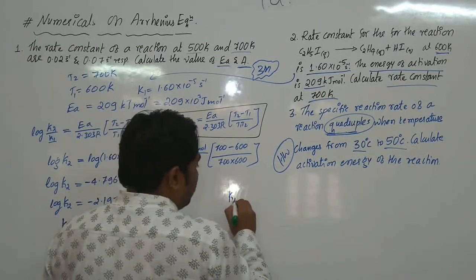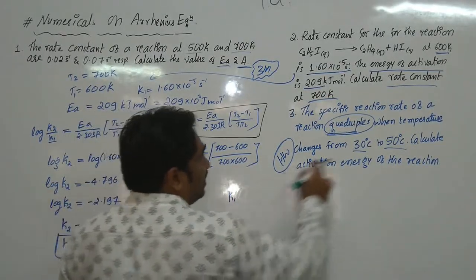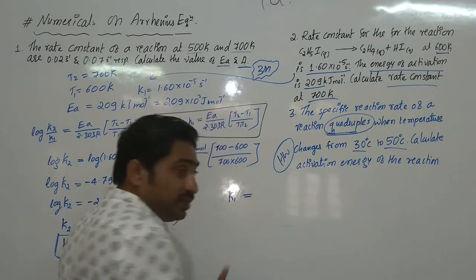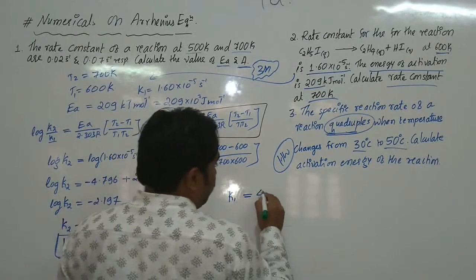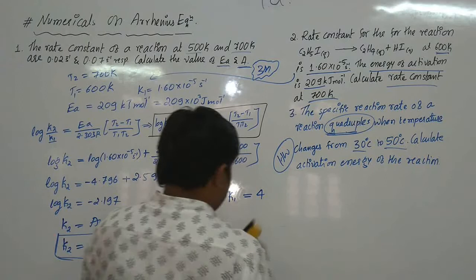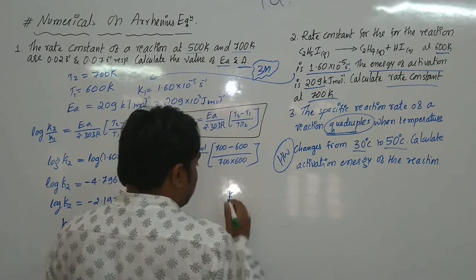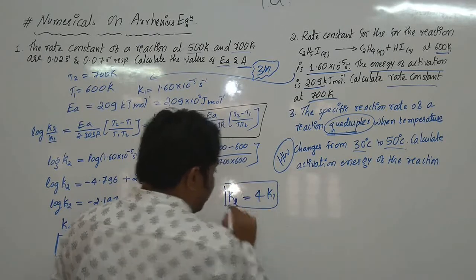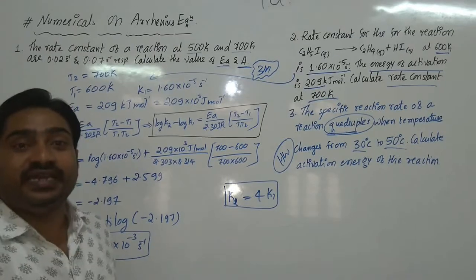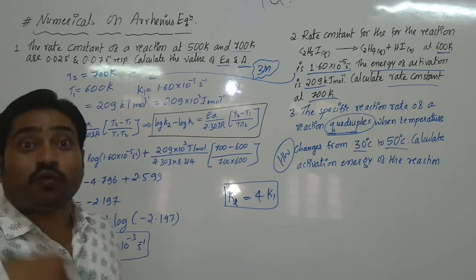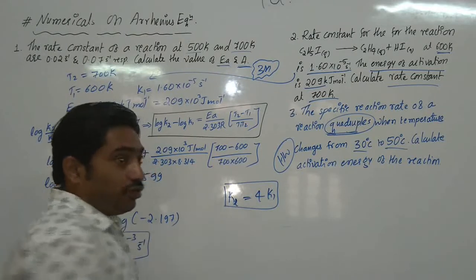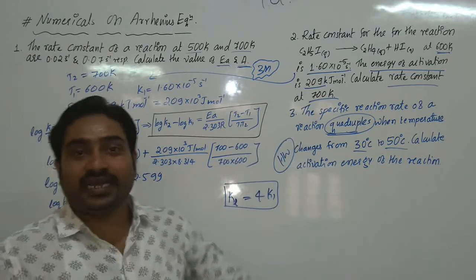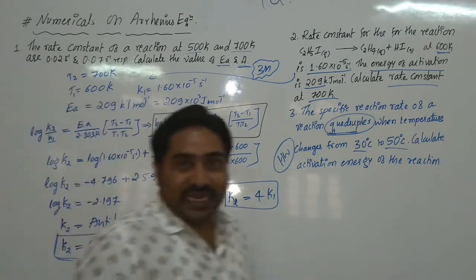See here, K1 is at 30 degrees Celsius. If temperature increases to 50 degrees Celsius, K2 becomes 4 times K1. When the temperature is increased from 30 to 50 degrees, the value increases 4 times, so K2 is equal to 4 K1. If we take this, the problem gets solved easily. Dear students, solve it easily and read well.